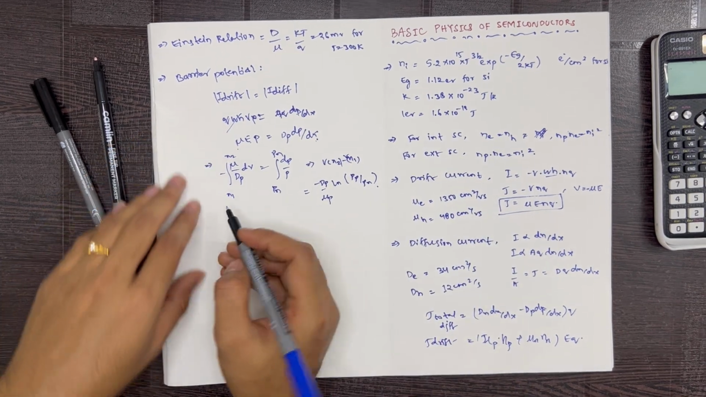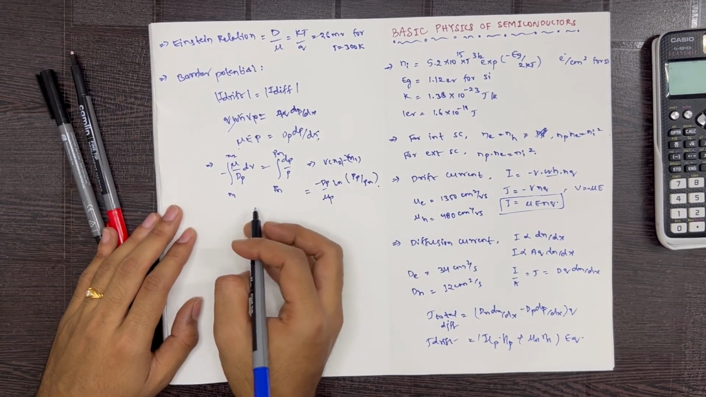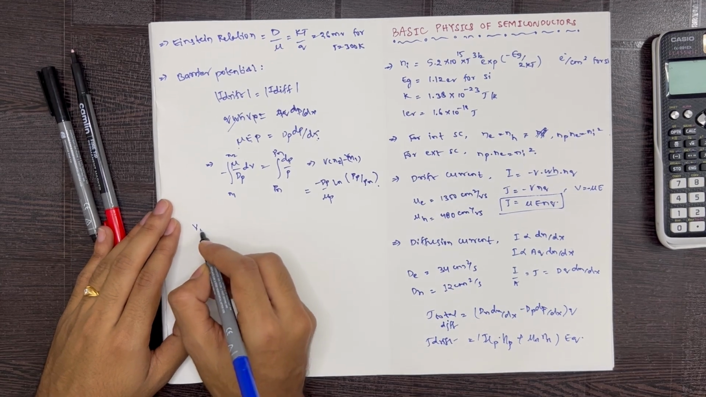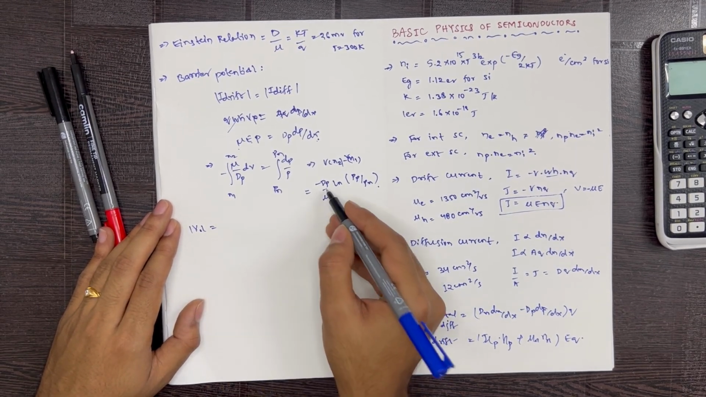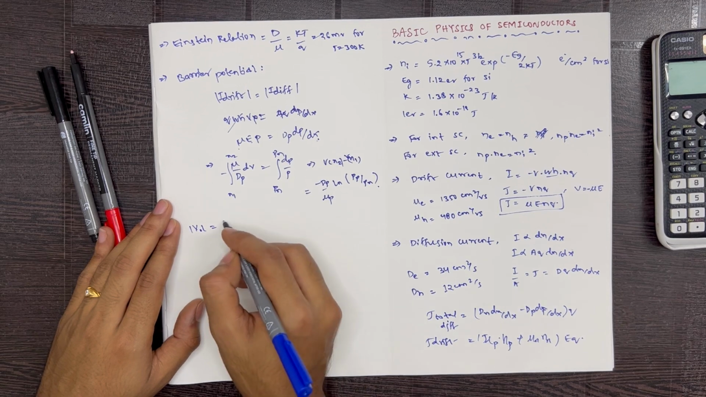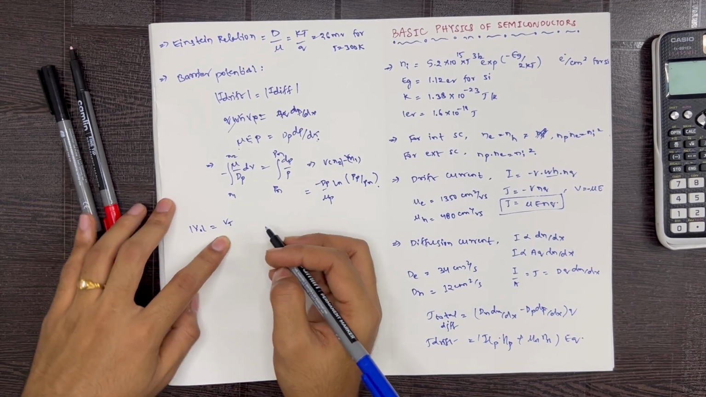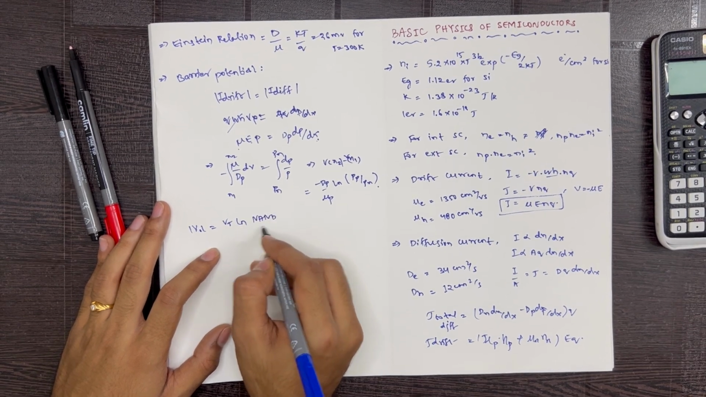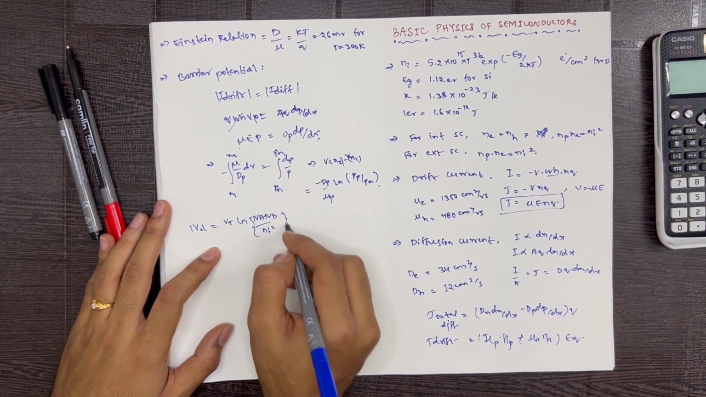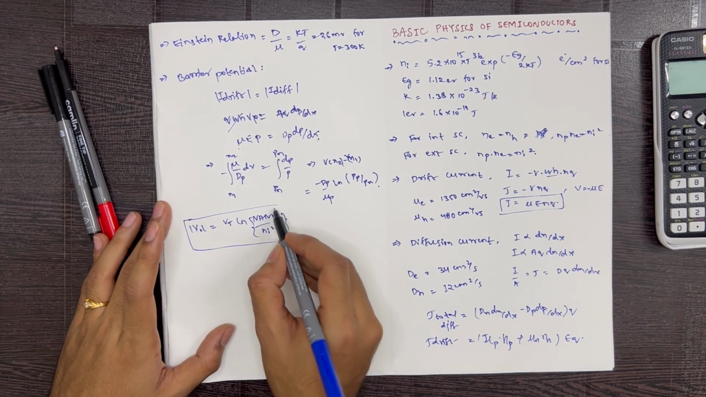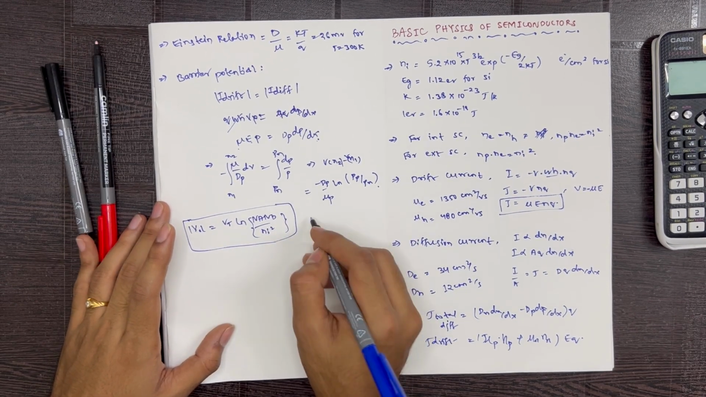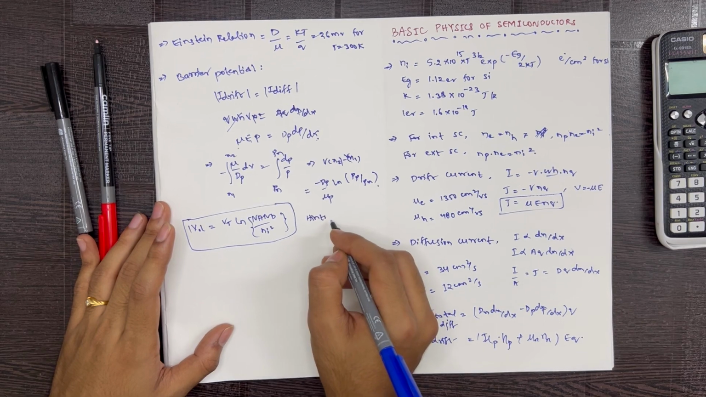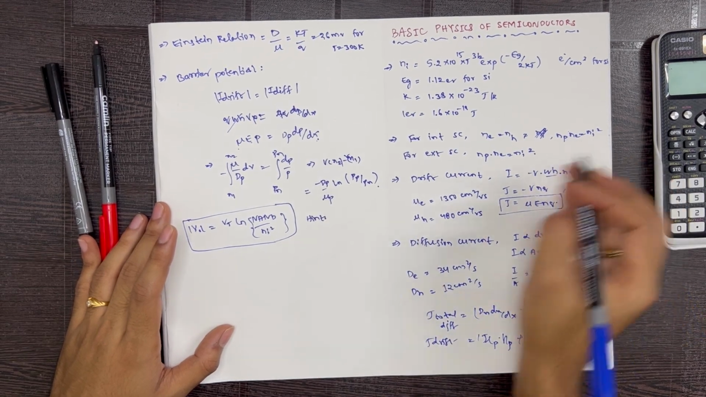Okay, we can also write this as mod v naught is equals to dp by mu p, which is the Einstein relation, let's say that's threshold voltage, or kT by q into ln na nd by na square. This is your homework. Tell me in the comments how this is derived from here. The hint is to use this relation, the product np is equal to n square.